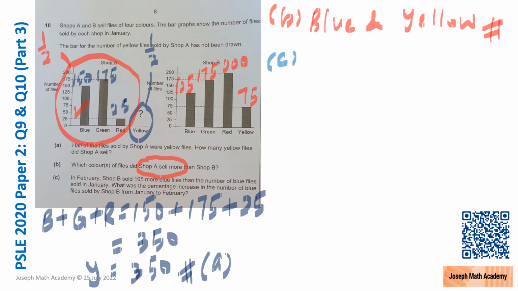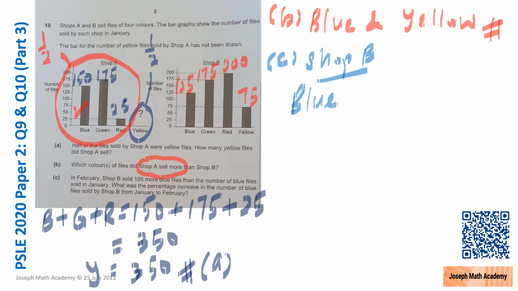Now let's move on to part C. Now for part C, we are including the month February. The bar graph actually shows us the month in January. Okay, so we're going to move on to February. Now what did they say? In February, shop B sold 105 more blue files than the number of blue files sold in January. Okay, so let's talk about shop B only.